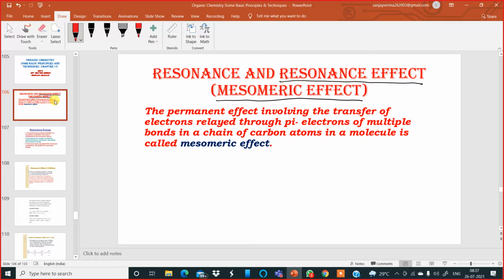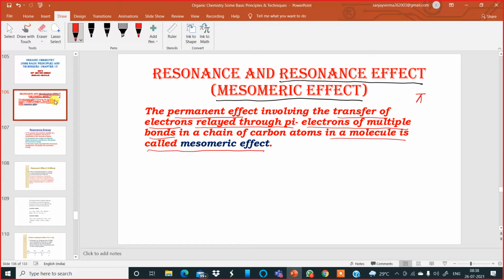Now, to understand the mesomeric effect, have a look very carefully. The mesomeric effect is the permanent effect involving the transfer of electrons relayed through the pi electrons of multiple bonds in a chain of carbon atoms in a molecule. It is a permanent effect, remember that, involving the transfer of electrons.